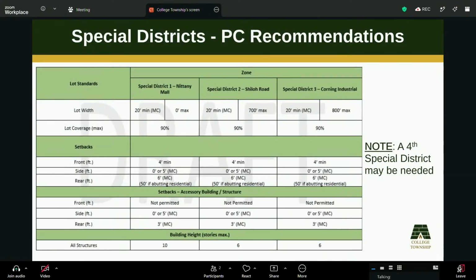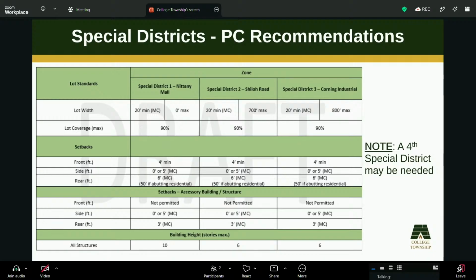Gretchen? Some of this was just philosophical, I will tell you, in terms of how it was developed with Planning Commission. Obviously the Nittany Mall, the big thing that sticks out there is the height. The special district on Shiloh Road, the big thing that sticks out there is the lot width maximums. And that was philosophically looking at big box. And Corning was to try to allow for larger industrial that doesn't fit within the context of the rest of the district could potentially land at Corning.